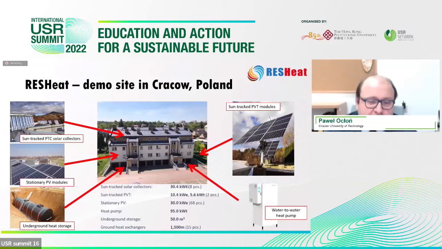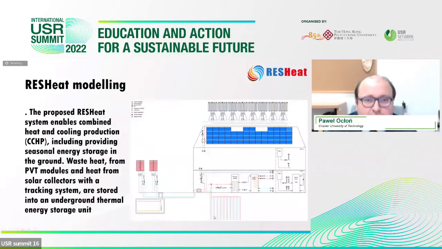So we are planning this installation with the following parameters: SunTrack solar collectors with 30.4 kilowatts of thermal power output, 8 peaks, SunTrack PVT panels with an electrical power output of 10.4 kilowatts, stationary PV panels, heat pump, underground storage of 50 cubic meters, and ground heat exchangers. This setup is a little bit oversized. The reason is simple: we want it to deliver the heat mostly from this project, nearly 100%. Therefore, we needed to oversize it to allow it to be used by the heat pump, both boreholes and accumulation unit.